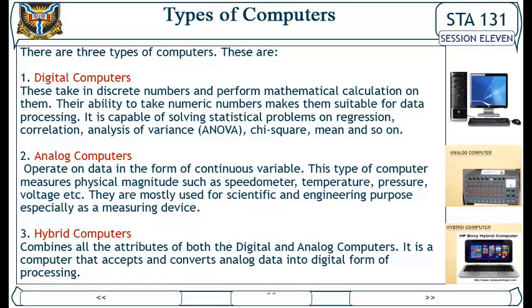2. Analog computers operate on data in the form of continuous variable. This type of computer measures physical magnitude such as speedometer, temperature, pressure, voltage, etc. They are mostly used for scientific and engineering purposes, especially as a measuring device. 3. Hybrid computers combine all the attributes of both the digital and analog computers. It is a computer that accepts and converts analog data into digital form of processing.